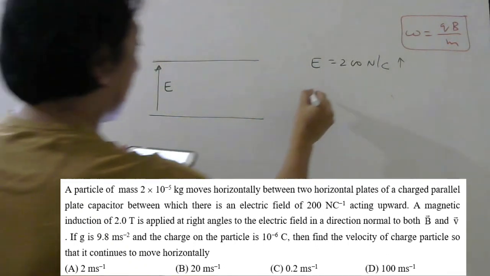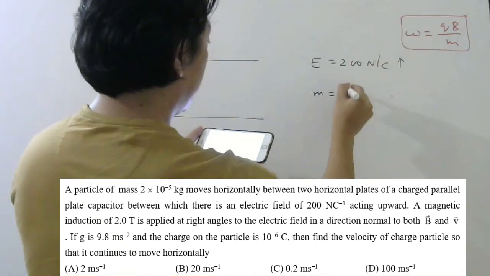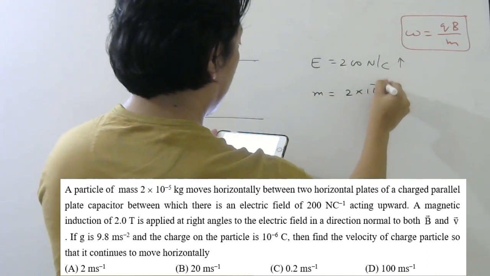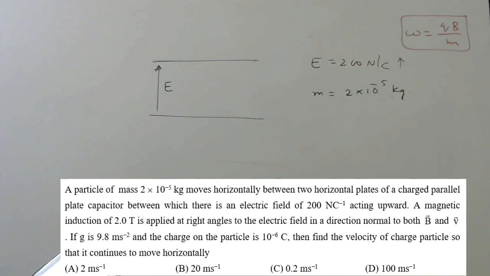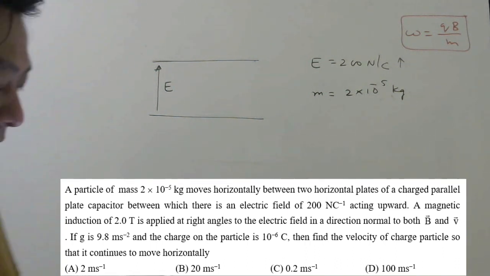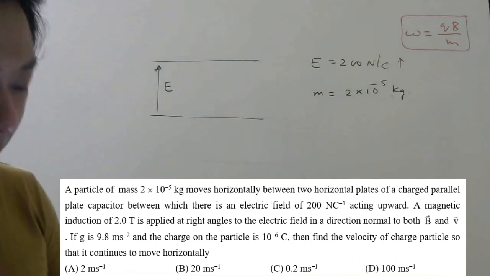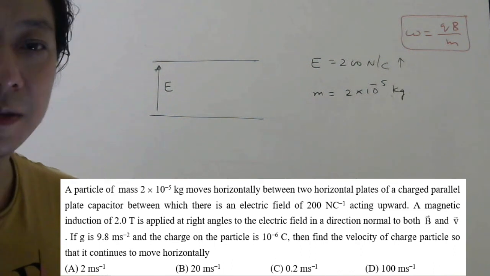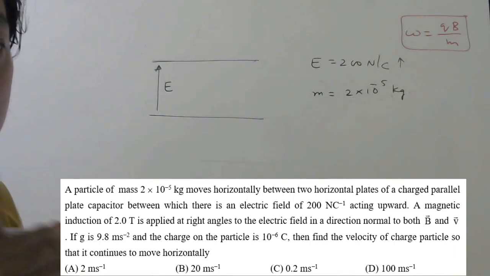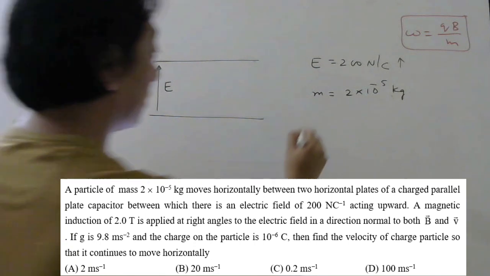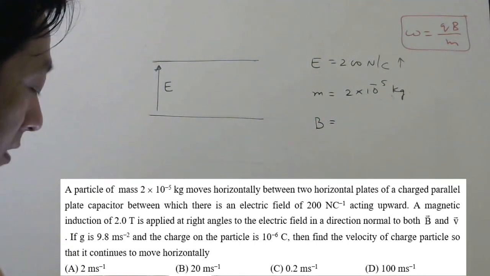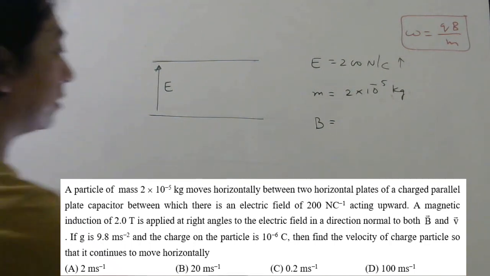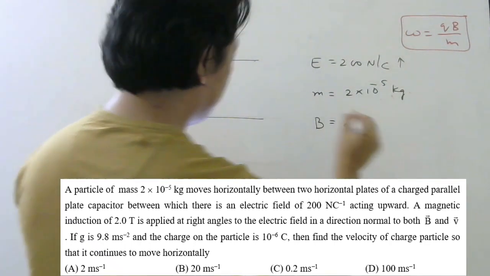Now the particle's mass is also mentioned. Let me write 2 into 10 power minus 5 kg. A magnetic induction of 2 Tesla. Here they are using the word magnetic induction, but consider it as magnetic field. Tesla is the SI unit of magnetic field. Why it is called magnetic induction? Later we will see in later topics. So magnetic field is 2 Tesla.